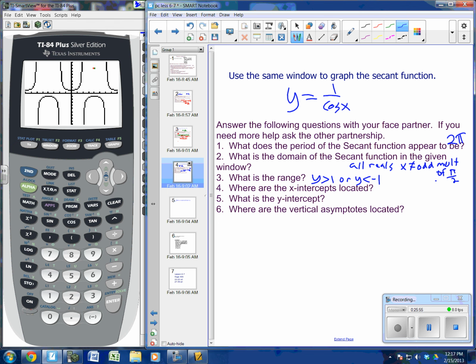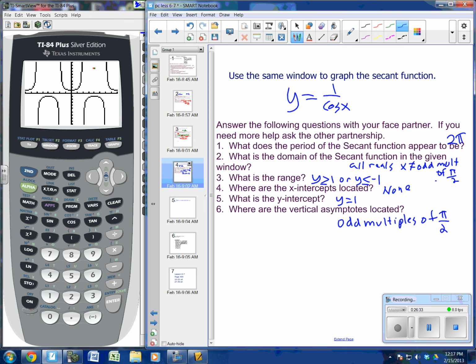It is equal to. Good. Okay. Where are the x-intercepts located? How many x-intercepts does this thing have? None. How many y-intercepts does it have? And where does it occur? At y equals 1. Where are the vertical asymptotes located? Odd multiples of pi halves.